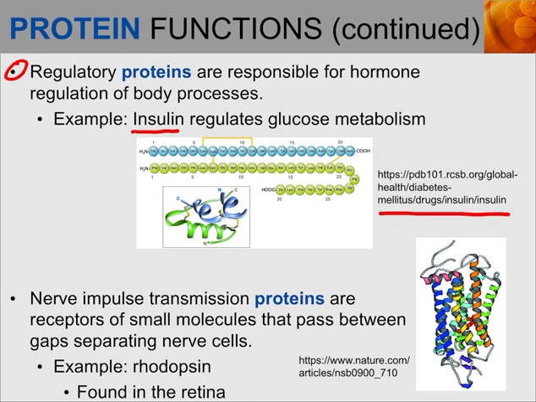The next type of protein is a nerve impulse transmission protein. So that's a very long name, but these are proteins that act as receptors of small molecules. So these will pass between gaps that separate nerve cells. So one example is the protein rhodopsin, and these are found in the retina of the eye. So you can see a picture of the structure of rhodopsin off to the side.